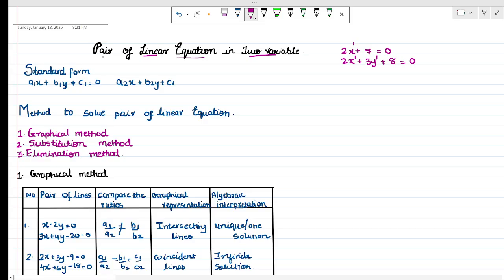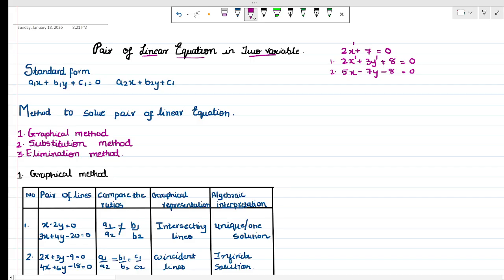Now what does this pair mean? Pair means if I am given two equations, that means another equation, say 5x minus 7y minus 8 is equal to 0. So this becomes my first and this becomes my second equation, and both equations are given to me to solve. This becomes a pair. So a pair of linear equations can be written in such a format.